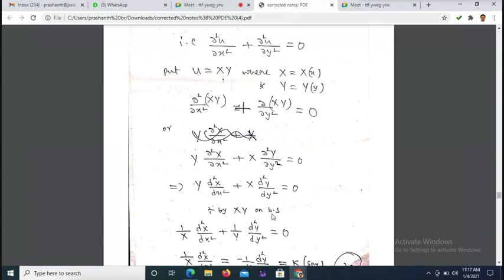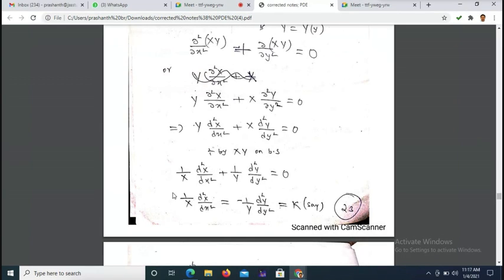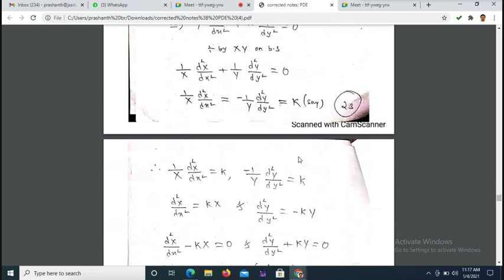Okay, you just divide by XY on both sides. So Y gets cancelled in one term and X gets cancelled in the other: (1/X) d²X/dx² + (1/Y) d²Y/dy² = 0. It's separated. That means (1/X) d²X/dx² = minus (1/Y) d²Y/dy², if you transfer it to the right side. Let me call it some constant k.